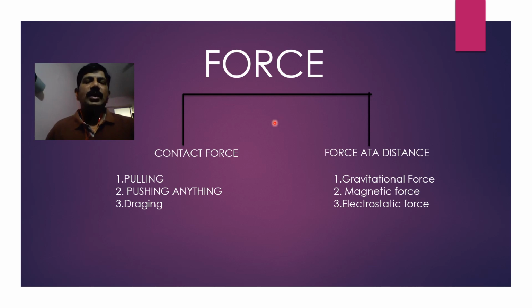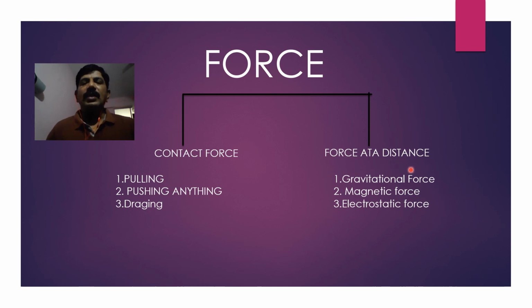Now, force is divided into two types. One is the contact force, another one is the force at a distance. What do you mean by contact force? When there is direct contact, real contact between the object and the person or something else on which you are going to apply the force. Examples: throwing the ball, lifting the book, lifting the bag. Next, force at a distance. There is no need of any direct physical contact.